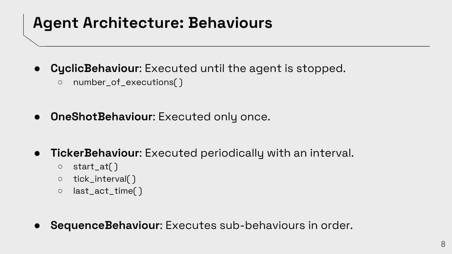These are some examples of the base classes that a behavior can have. For example, a cyclic behavior is executed until the agent is stopped, and this class has the method number of executions so that you can check how many times it has been executed. The one-shot behavior will be executed only once, and the ticker behavior will be executed periodically within an interval. The sequence behavior is a composite behavior which executes sub-behaviors in order. There are other kinds of behaviors, and you can explore them in the library.